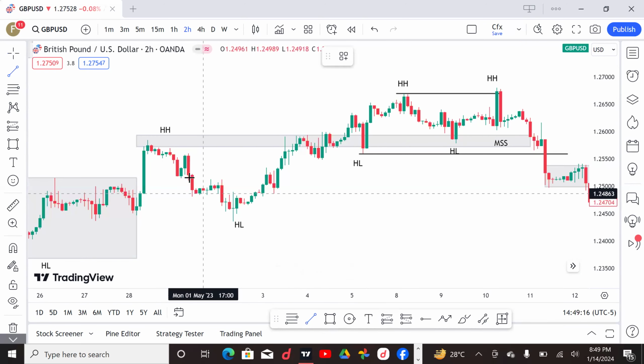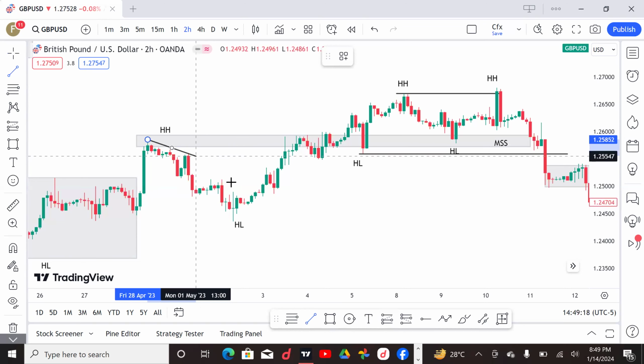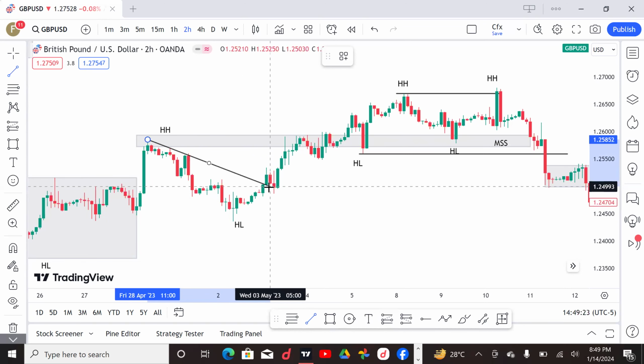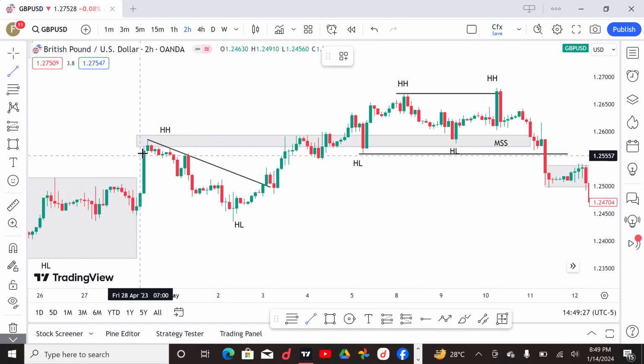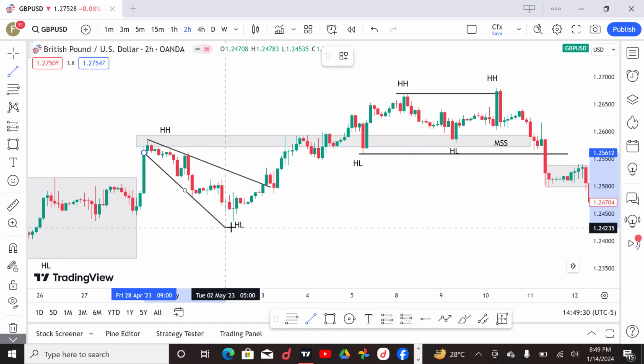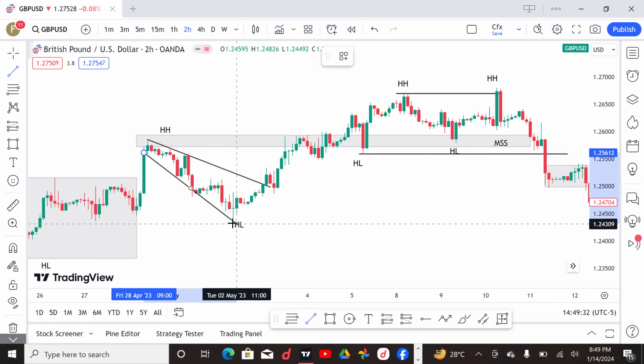I want to show you a pattern here. For those that study BabyPips, if you see this, you know what it is.